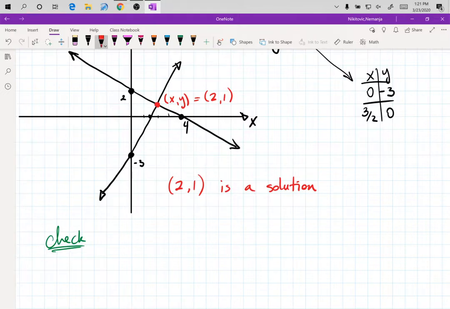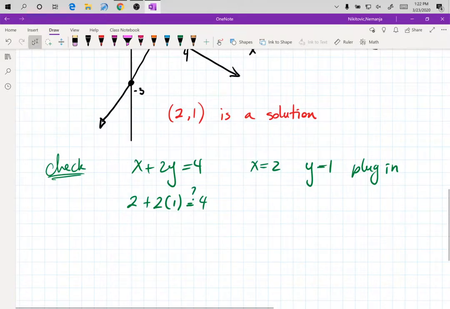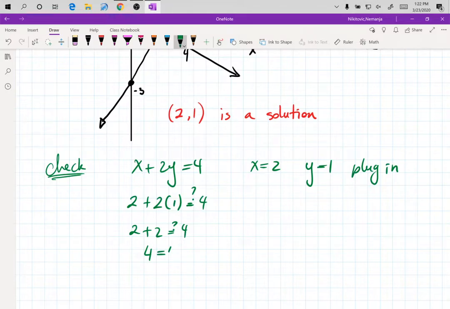So now, to check, we plug this point 2, 1 into the original equations, right? So we have x plus 2y equals 4, x equals 2, y equals 1, plug in. So x equals 2, plus 2 times y, which is 1, is equal to 4. We are asking ourselves if that's true. So 2 plus 2, is that 4? Yes. 4 equals 4. So that checks out. Now we have to do one more.